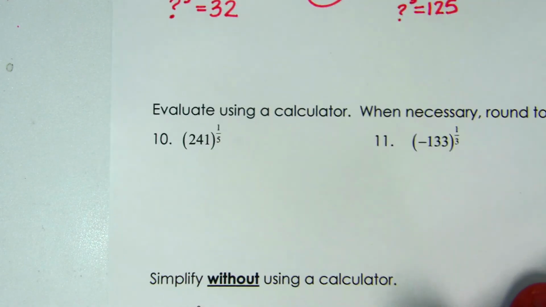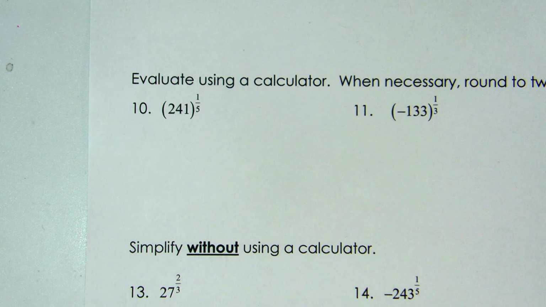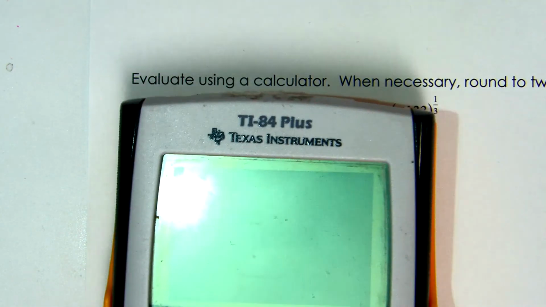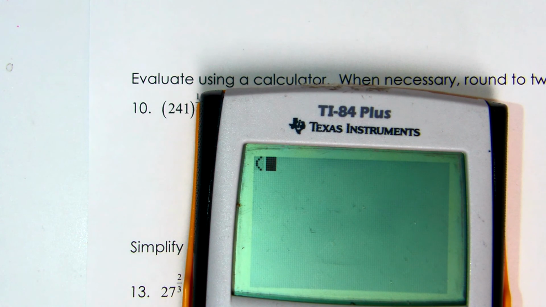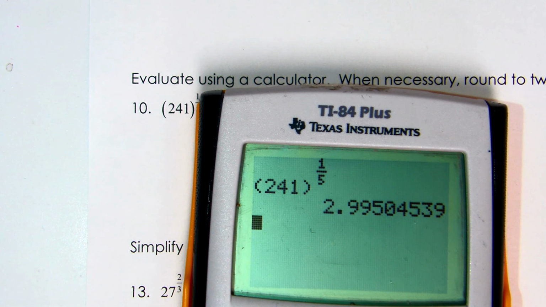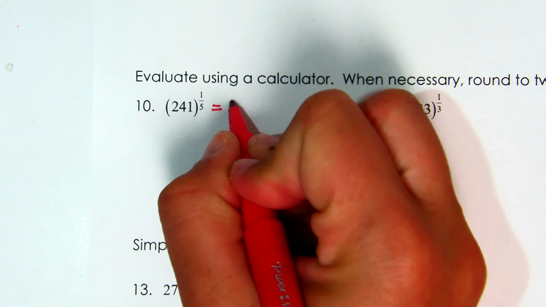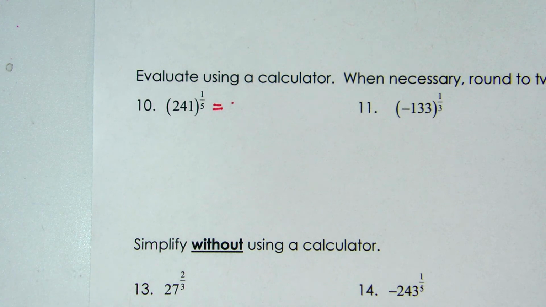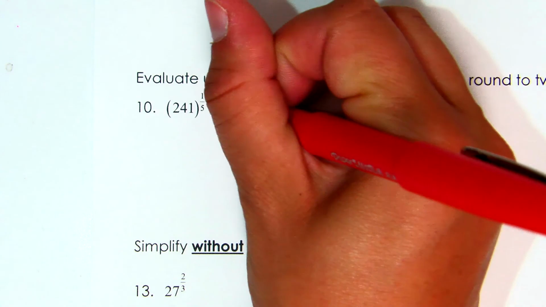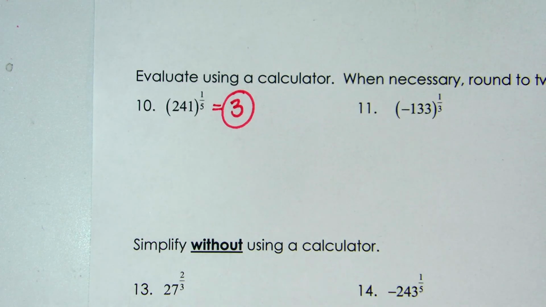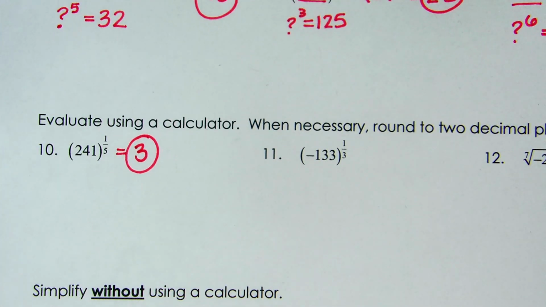Alright, number 10 tells me to evaluate using a calculator. So I'm going to put it into my calculator here. 241 raised to a fraction power. Alpha y equals 1 to get a fraction. 1/5 power equals 2.995. It asks me to round to 2 decimal places, which rounds the 9 up and makes it close to 3. So 3.